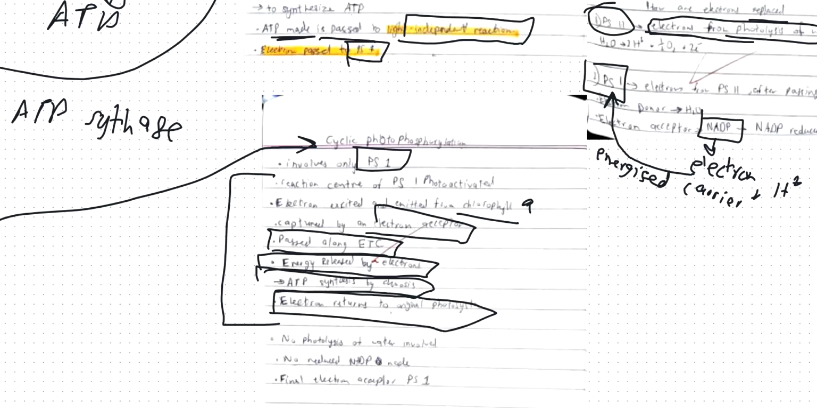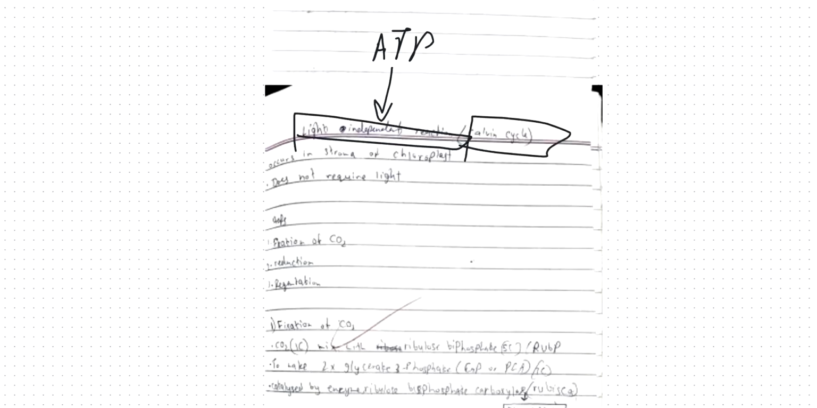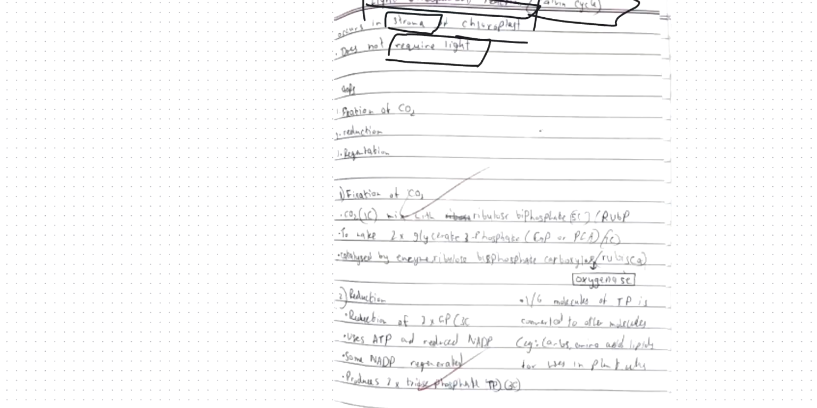So after ATP is made, it is transferred to the light-independent reaction. This is where the light-independent reaction takes place. It's also known as the Calvin cycle. And this happens in the stroma of the chloroplast. This does not need light energy, so that's why it's called light-independent. Basically, there are 3 steps of the light-independent reaction. The first step is the fixation of CO2. Then comes reduction, and then comes regeneration.